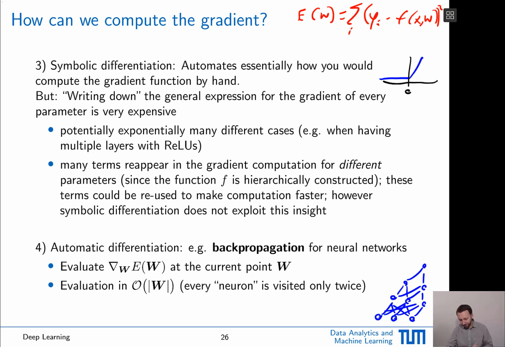Okay. Indeed, every one of these neurons, and here you see the word again, right? The neurons are these elements in your neural network, and each is only visited twice in backpropagation. So a constant number of times, and not a quadratic or even exponential blow-up, but really just twice through your neural network to compute the gradient at the current position. So that's the way to go.